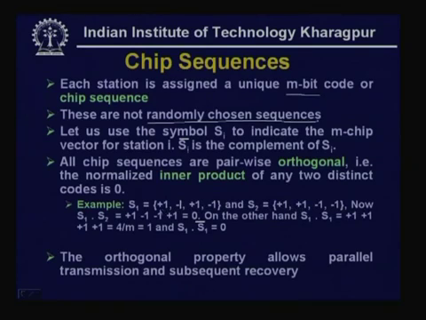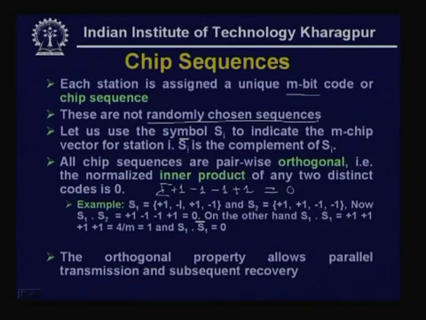If you take the inner product of these two, that means you multiply +1 with +1, you get +1, then +1 with -1, you get -1, then -1 with +1, you get -1, then -1 and -1 if you multiply, you get +1. If you add them, this is the inner product, and the summation will be 0. That means if you choose any two distinct codes, it will be 0. That means S1 into S2 is 0, S1 into S3 is 0, S1 into S4 is 0.